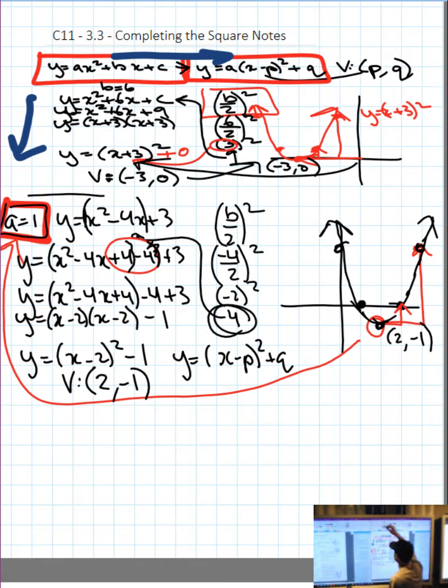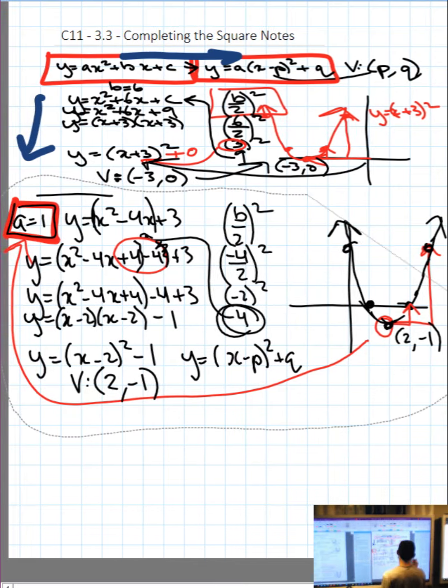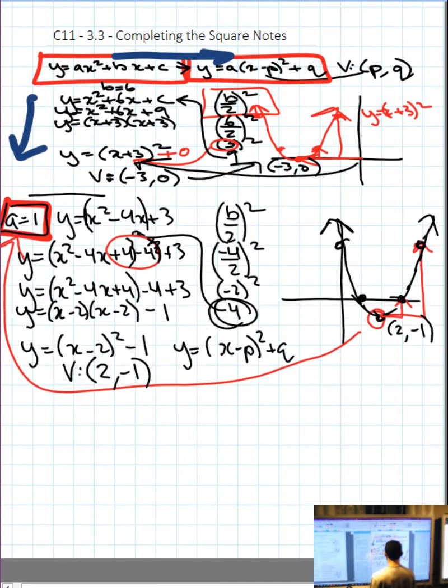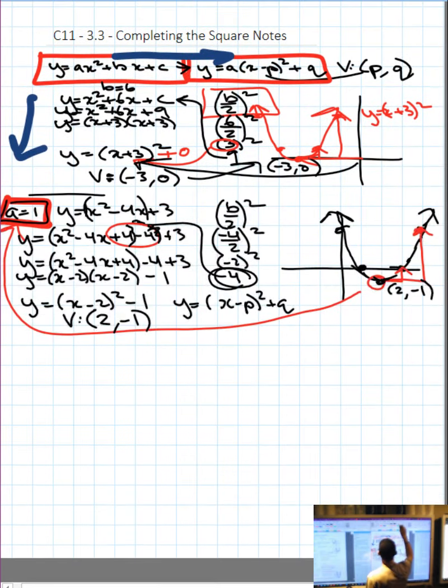Find the vertex. So that's successfully changing from standard form into vertex form, using the formula that I boxed above, b over 2 all squared.